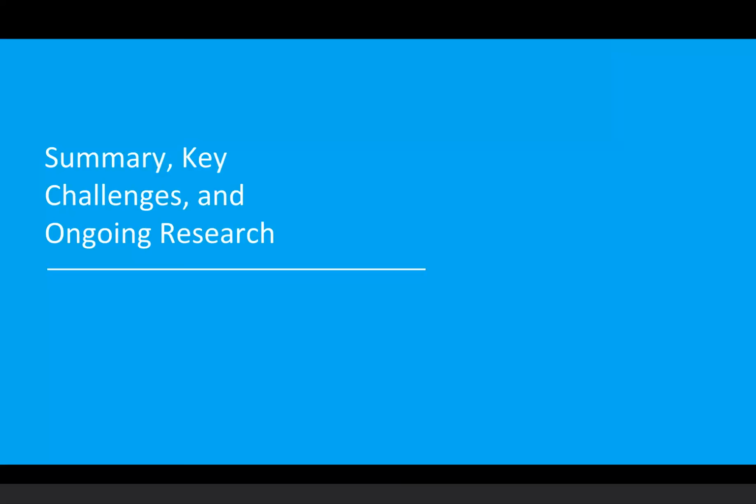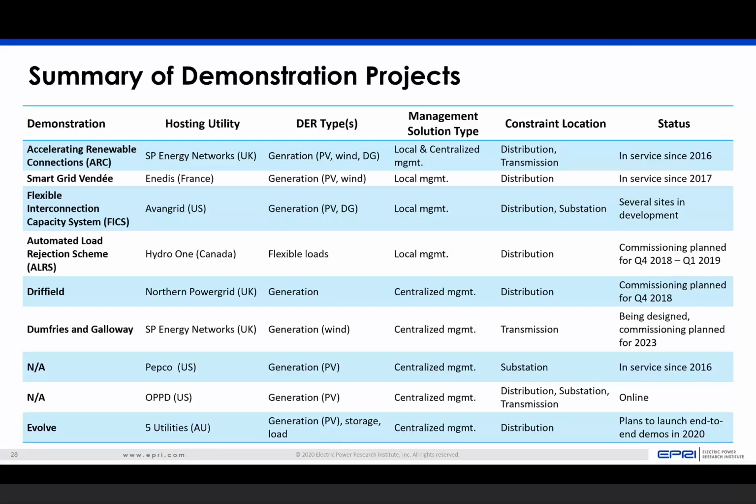So if we go to the next slide, EPRI and NREL have been tracking a range of projects demonstrating flexible interconnection. And you can see from this table there are several out there already. It may be a little bit outdated, but you can see projects that have been in service for some time, while others that we are aware of are still in the design or commissioning phase.